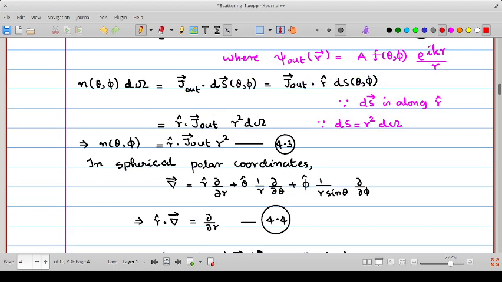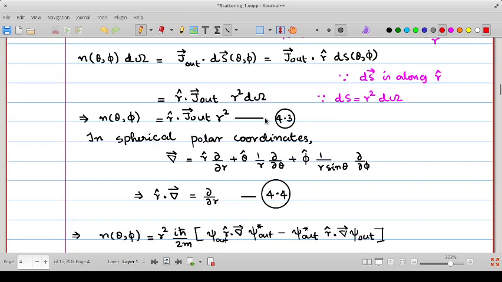Therefore, n(θ,φ) dΩ is, so this is r̂ · j_out times dS, which is r² dΩ. So we get this formula. Cancelling this factor of dΩ on either side of the equation, we get n(θ,φ) is equal to r̂ · j_out r². So we now need to find out an expression for j_out in terms of the scattering amplitude.